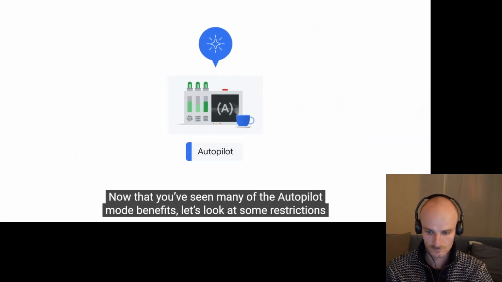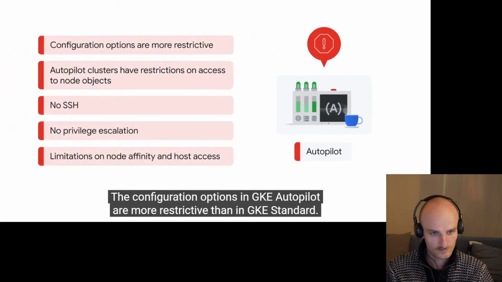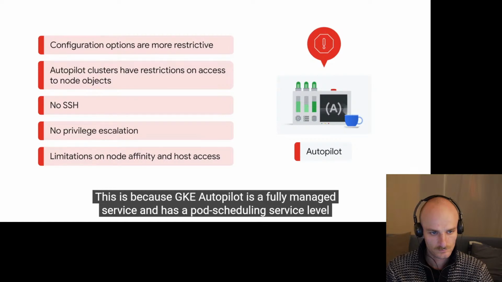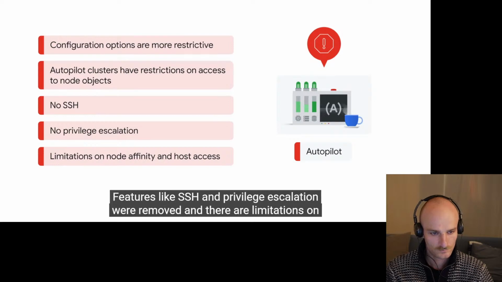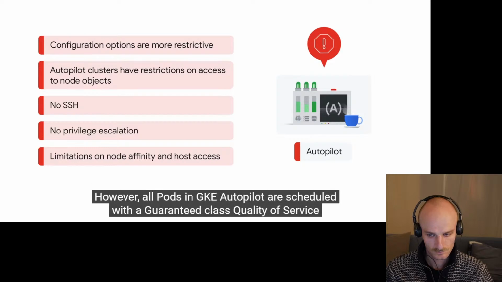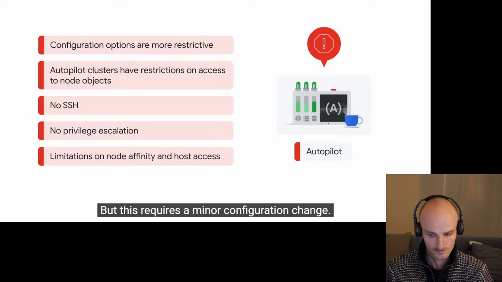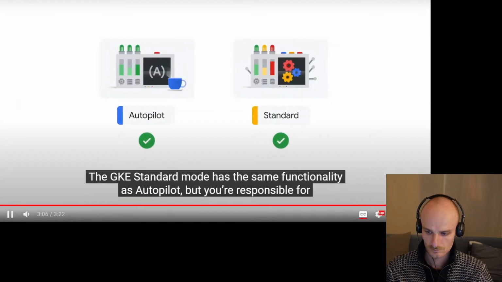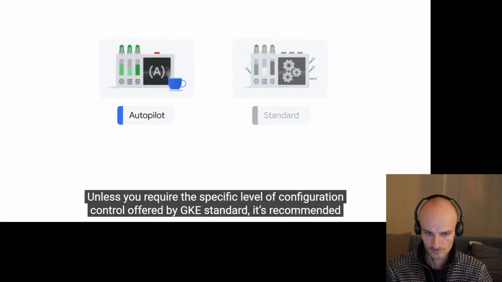Now that you've seen many of the Autopilot mode benefits, let's look at some restrictions presented with this operation mode. The configuration options in GKE Autopilot are more restrictive than in GKE Standard. This is because GKE Autopilot is a fully managed service and has a pod scheduling service level agreement. Autopilot clusters also have restrictions on access to node objects. Features like SSH and privilege escalation were removed, and there are limitations on node affinity and host access. However, all pods in GKE Autopilot are scheduled with a guaranteed class quality of service, or QoS, but this requires a minor configuration change. The GKE Standard mode has the same functionality as Autopilot, but you're responsible for the configuration, management, and optimization of the cluster. Unless you require the specific level of configuration control offered by GKE Standard, it's recommended that you use Autopilot mode.